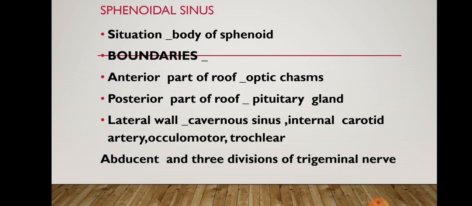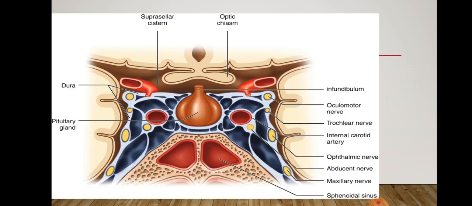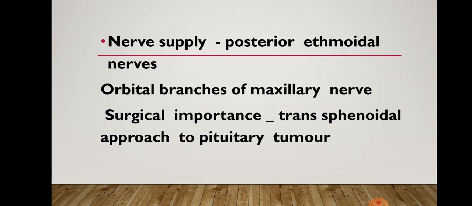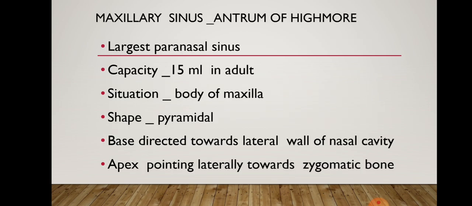And in the lateral wall of the sphenoidal sinus, you have the relations of the cavernous sinus, internal carotid artery, oculomotor, trochlear, abducent, and all three divisions of the trigeminal nerve. This coronal section at that level will show you the relations of this sphenoidal air sinus to the cavernous sinus and the pituitary gland. And it is innervated by the posterior ethmoidal nerves and the orbital branch of the maxillary nerve.